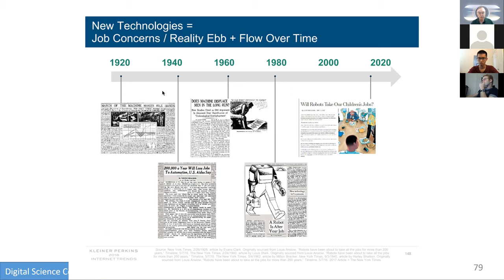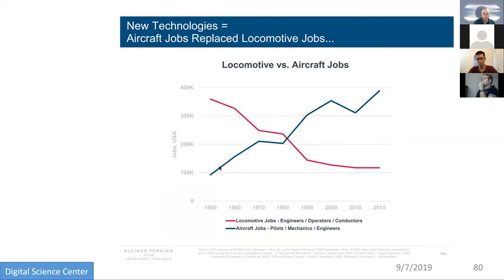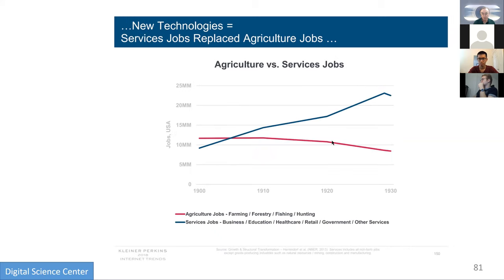This slide points out that we've been worried since the beginning of time. I remember when the Industrial Revolution happened, several hundred years ago, there was a huge eruption of worry that machines were going to replace people. And we've had this worry forever. So there's a worry today: will robots replace everybody? There was a worry in 1920 about machines making idle hands. Does machine replace men in the long run? 200,000 people will lose their jobs to automation. But what happened is jobs changed. Here we have locomotive jobs have gone down, aircraft jobs have gone up, agricultural jobs have gone down, service jobs have gone up. So we just changed the job type.